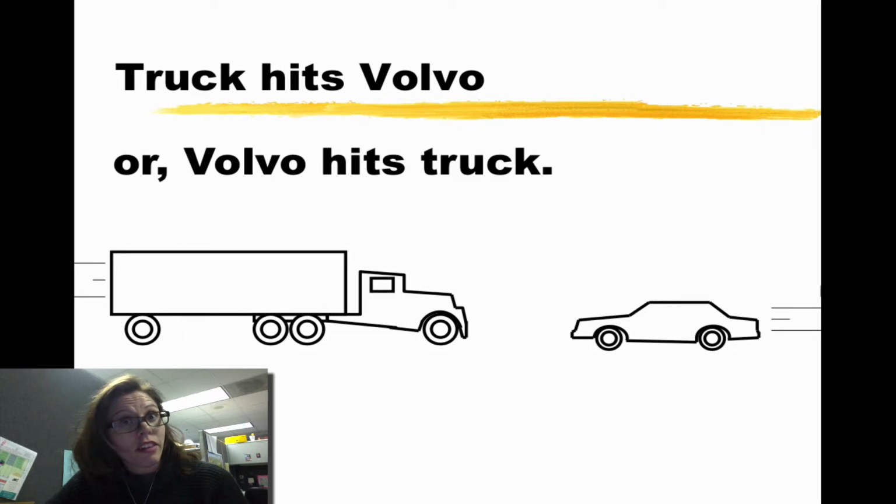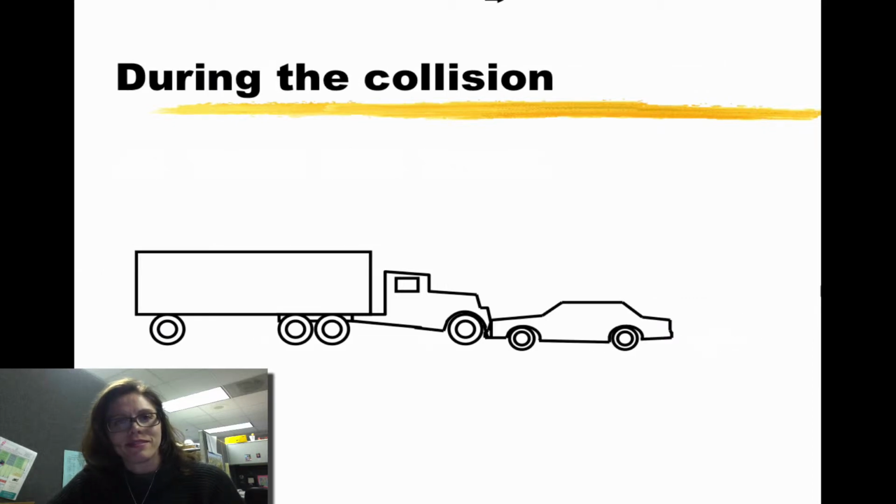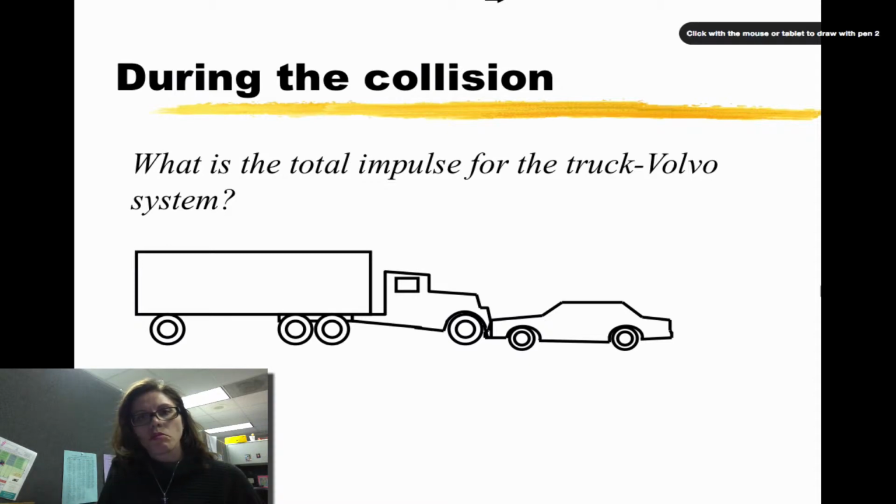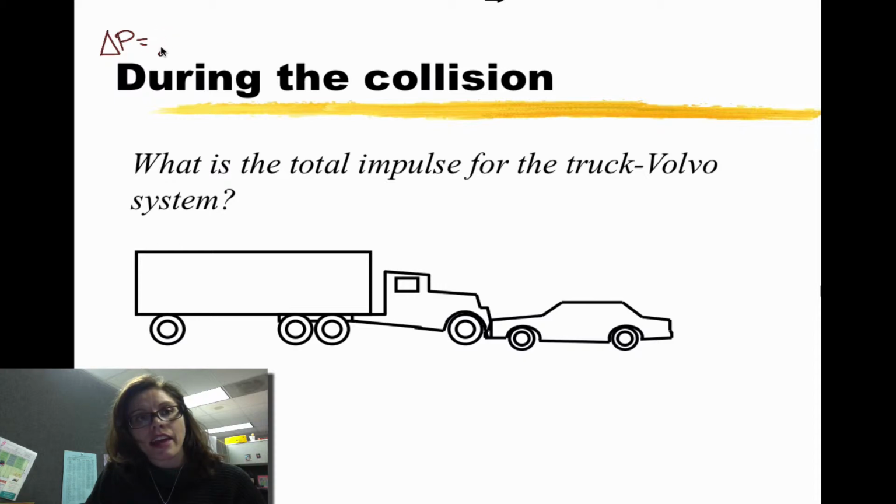Or is it the Volvo hitting the truck? So during the collision, what is the total impulse for the truck-Volvo system? If you remember, the impulse is just the change in momentum. An impulse is just the area under a force-time graph.